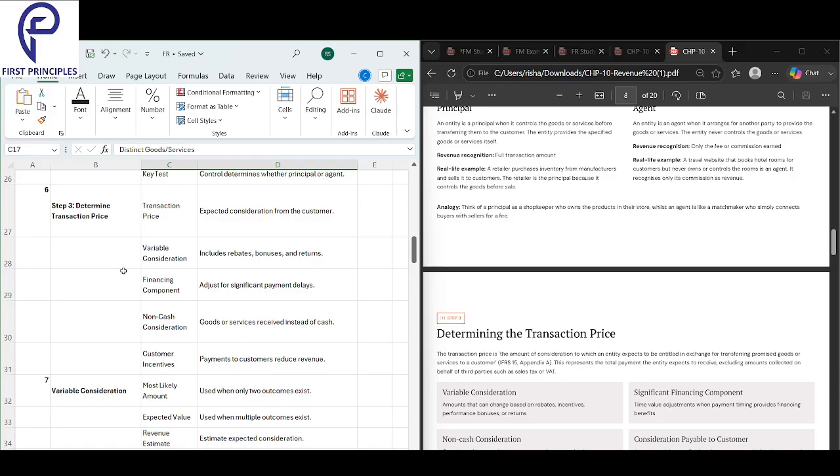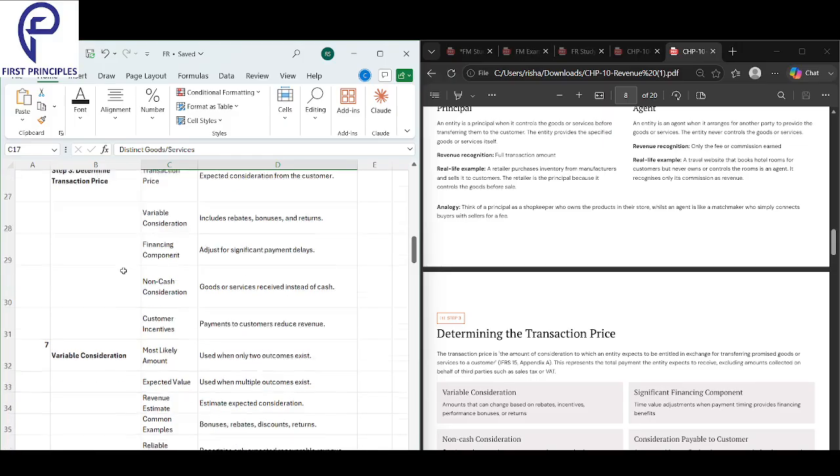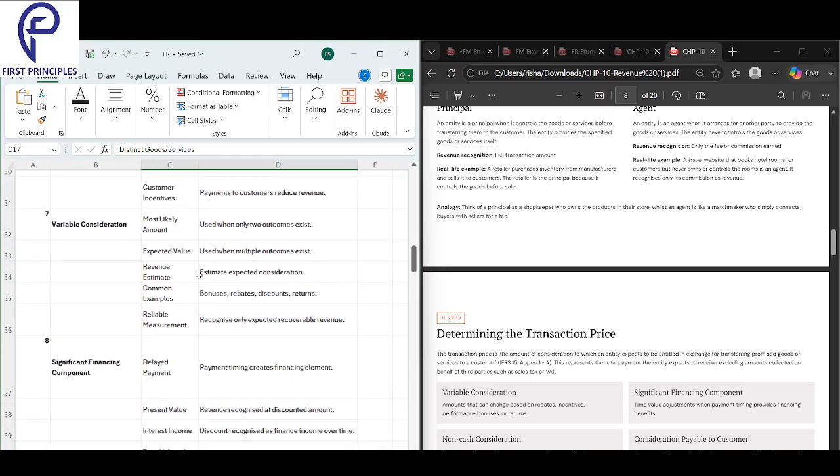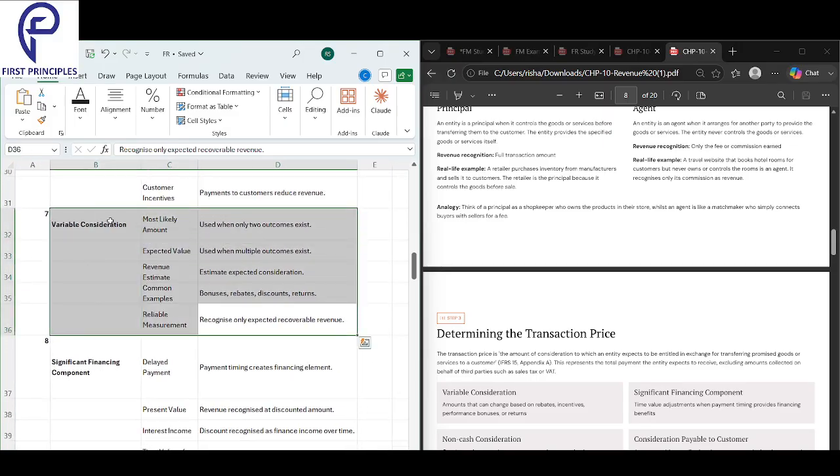Non-cash consideration: you're paying anything other than cash. Customer incentive: you're paying the customer to keep your product. Variable consideration: you look at the most likely amount. If there are only two choices, go for the one that is most likely. If there are multiple choices, you can just take the long-term weighted average.